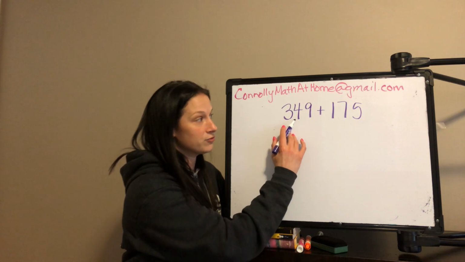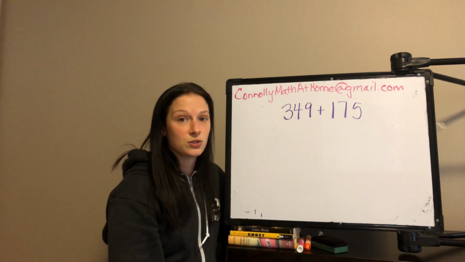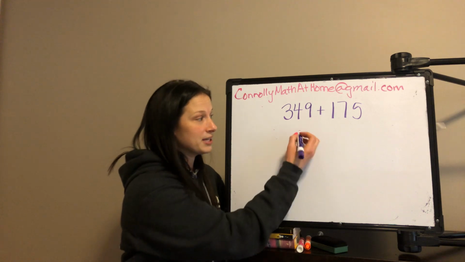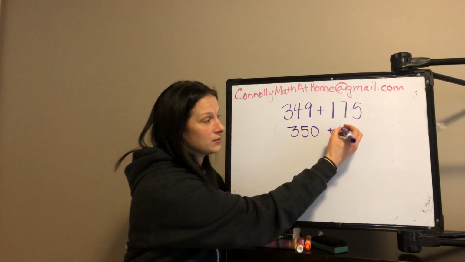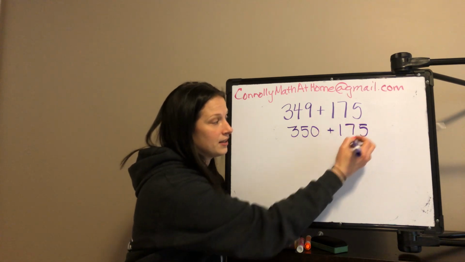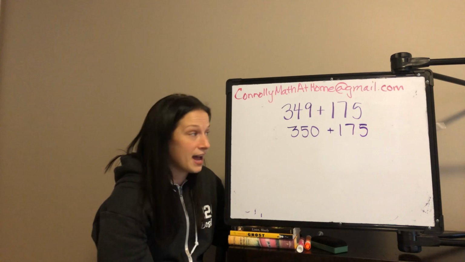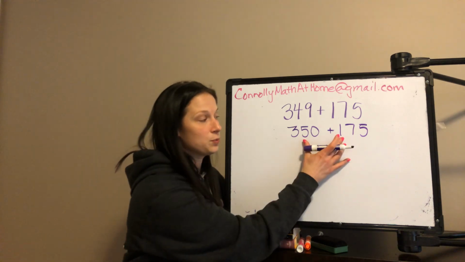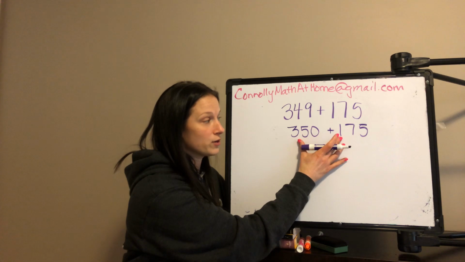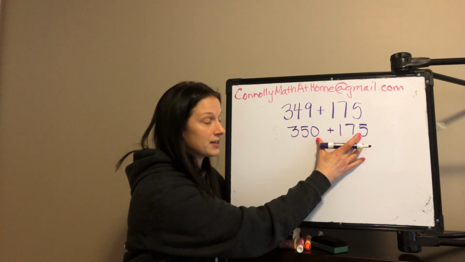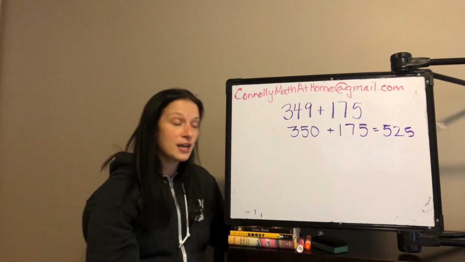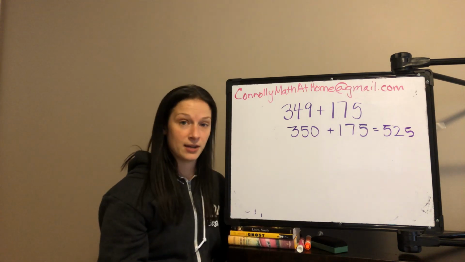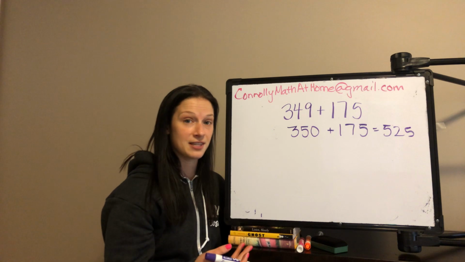So if I have 349, that's really close to 350. So I might change this to 350 plus 175. If I do that, and I want to add, it's super easy for me to think about 300 plus 100 is 400, 50 plus 75 is 125, I get 525 here. So that might be something that's easy for us to think about because we know about adding groups of 25. So 50 plus 75 isn't that much work.